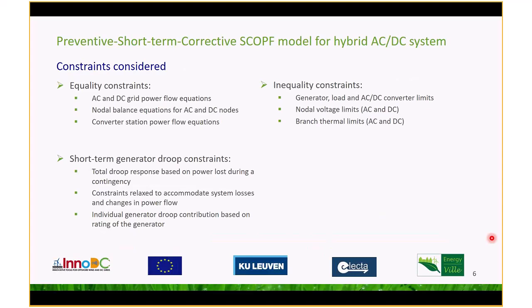The group constraints for the generators are implemented in the short-term stage. The total group response is based on the power lost during a contingency. The group constraints are relaxed to accommodate system losses and changes in power flow after a contingency. The individual generator group contribution is based on the rating of the generator.